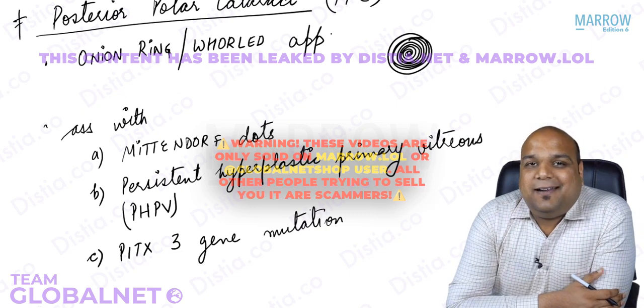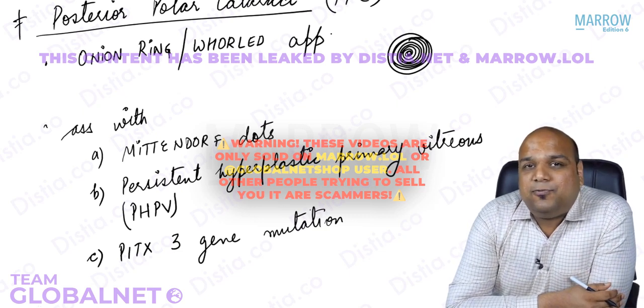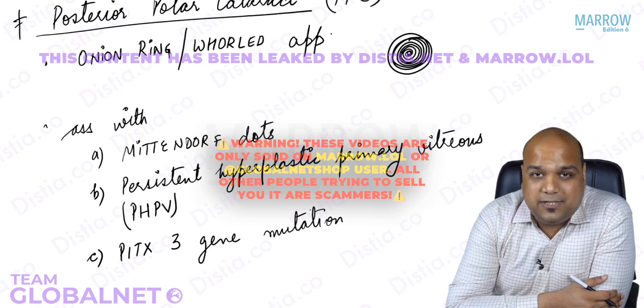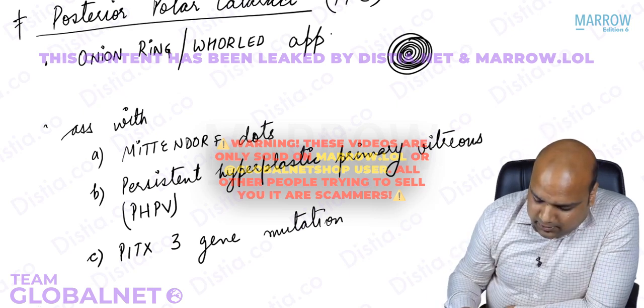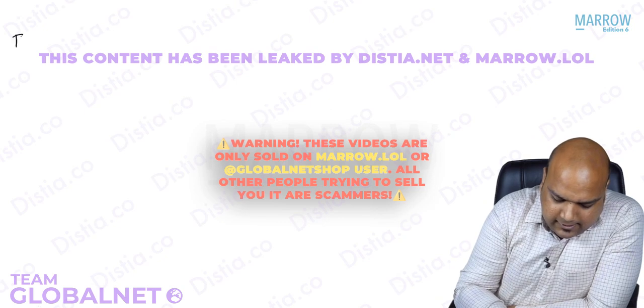And that's your posterior polar cataract. These are the three important types, or the names, of congenital cataract that you can study. After you know this, everybody, what is important? It is important that you know the treatment of congenital cataract.